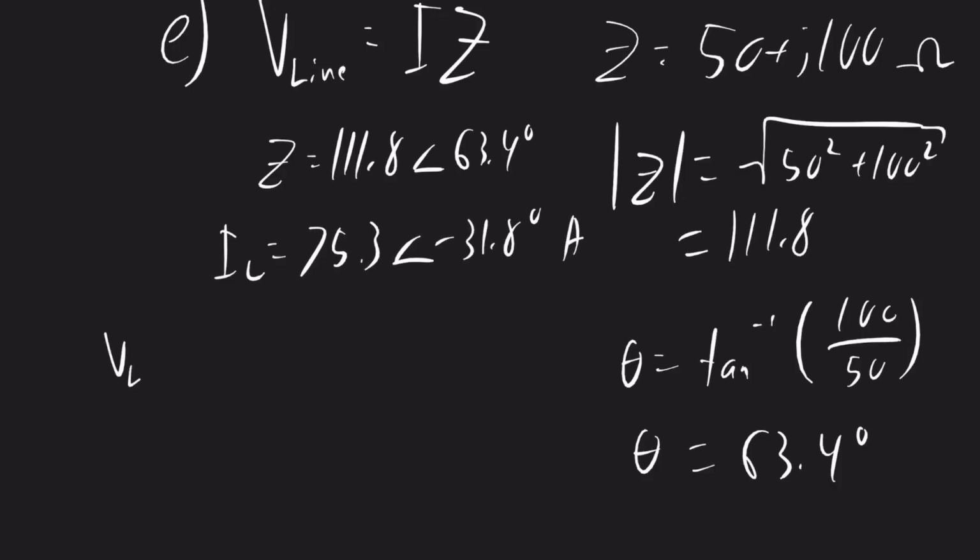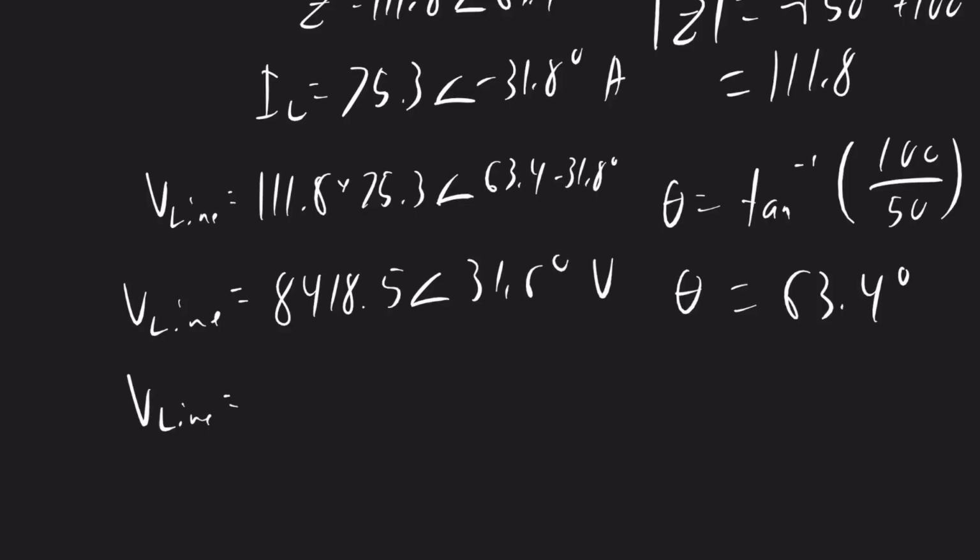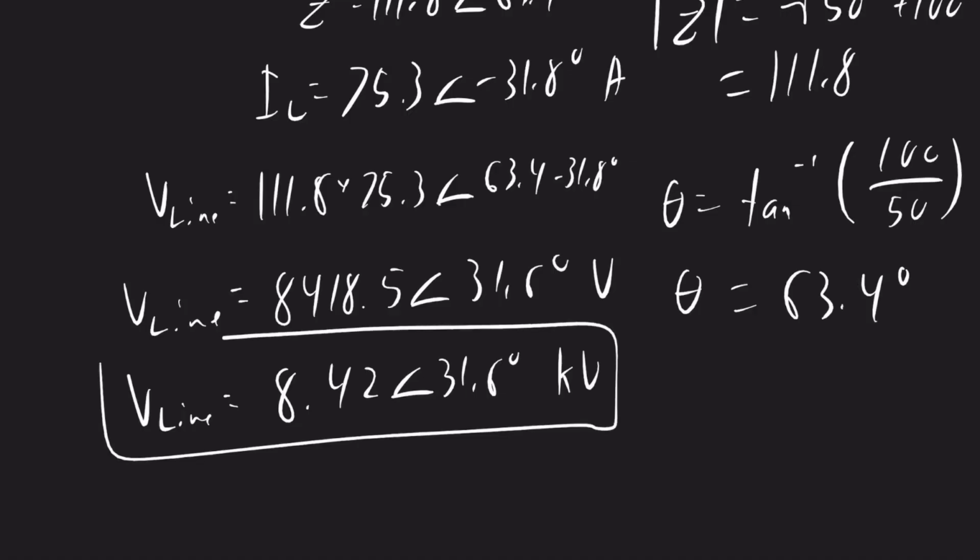So to find V line, we can just multiply these two values. It's 111.8 times 75.3 with an angle of 63.4 minus 31.8. So it's 8,418.5 with an angle of 31.6 degrees. So V line will be 8.42 with an angle of 31.6 degrees kV. So that's the answer to part E.